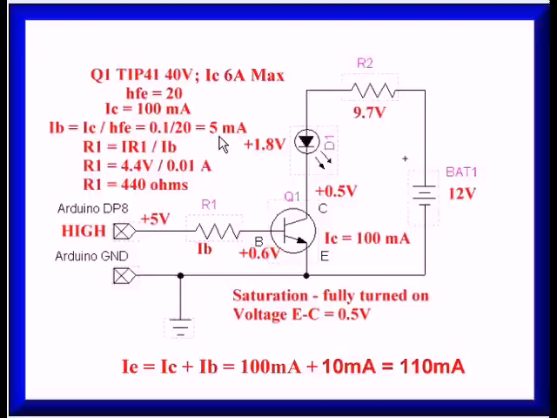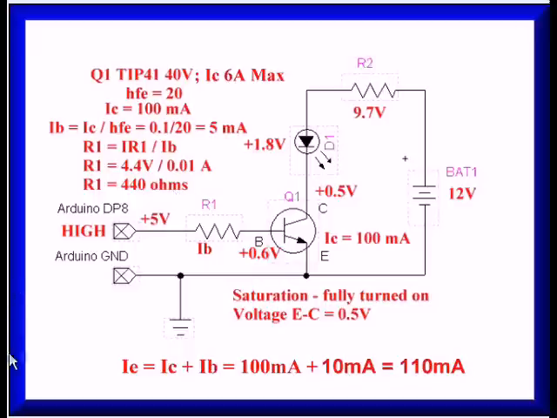So I need an IB of at least 5 milliamps according to HFE and the 100 milliamps. I'm going to add a little extra to make sure I have enough current to fully turn that transistor on. So it's 4.4 volts divided by 10 milliamps, or 0.01 amps, and it comes out to 440 ohms.